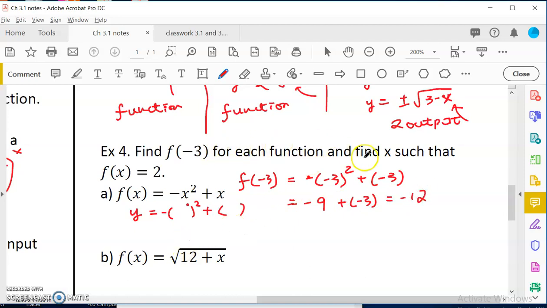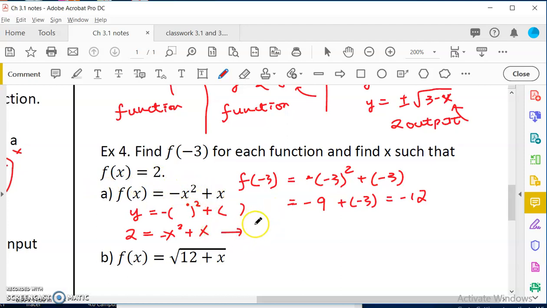And also we want to find x so that f of x is equal to 2. So that means I want to solve 2 equal to -x squared plus x. So this is f of x, you will place it over here. So 2 equal to that, or you would say -x squared plus x equal to 2.